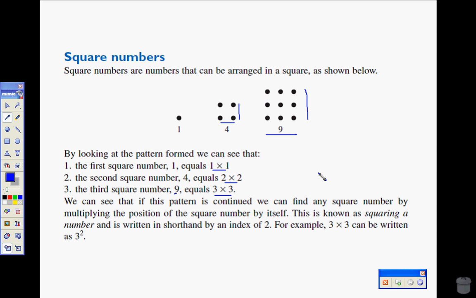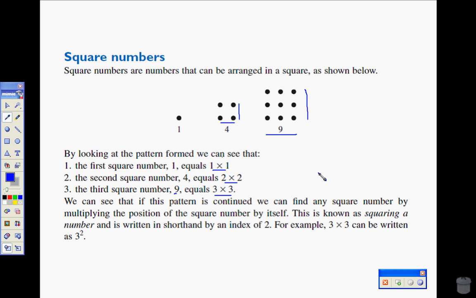It does help to know your square numbers. The sixth square number is 36, and the next one's 49, and then 64, 81, 100, 121, 144, 169, 196, 225. That's the 15th square number. So if you understand what the square numbers are, it's pretty easy to find them.